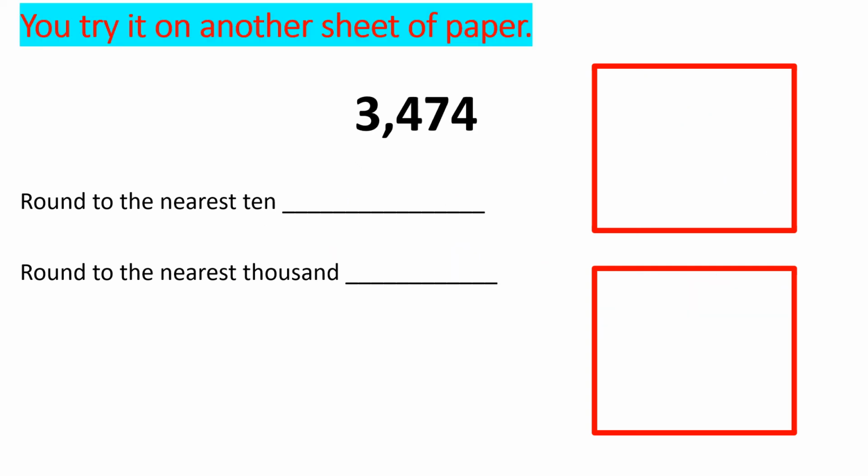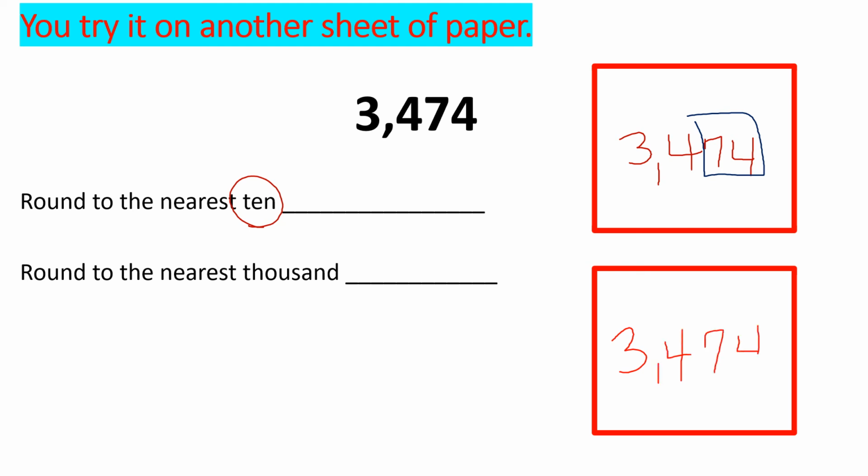Okay, it's time for you to look at your sheet of paper. And you're going to see something here that has a working space. And I want you to take the number 3,474 and write it in your working space. And then I want you to round it to the nearest 10. So let's box in the 10, round it to the nearest 10. Then I want you to come and put 3,474 because we're rounding the same number. And this time we're going to round it to the thousands.